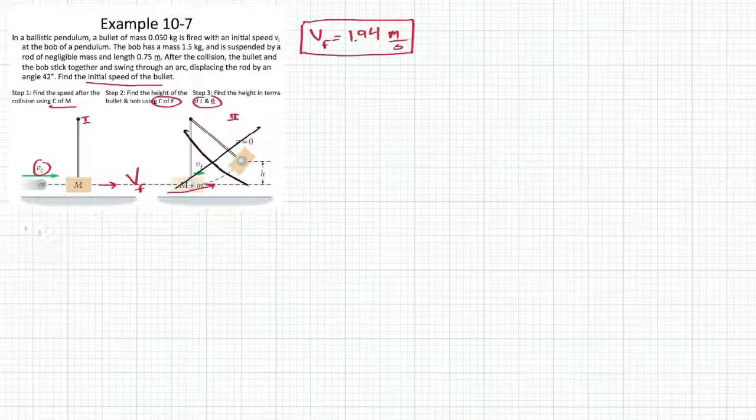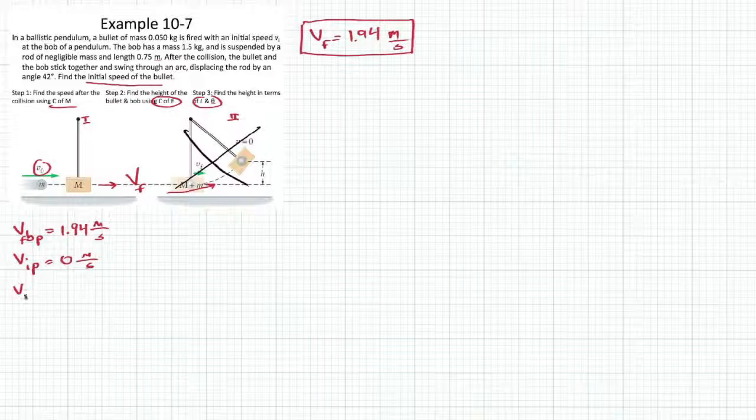We know that the velocity of the bullet and the pendulum, P, is 1.94 meters per second. I should put a little f in here too, v final of the bullet and pendulum, because that's really what we found before. What's the initial velocity of the pendulum? Well, it's just sitting there, so that's 0 meters per second.